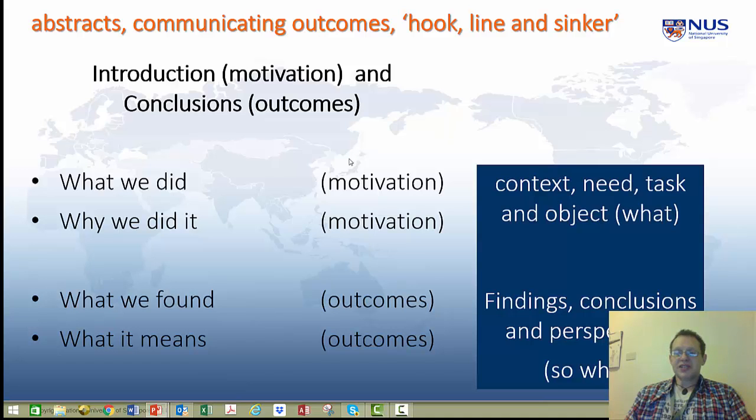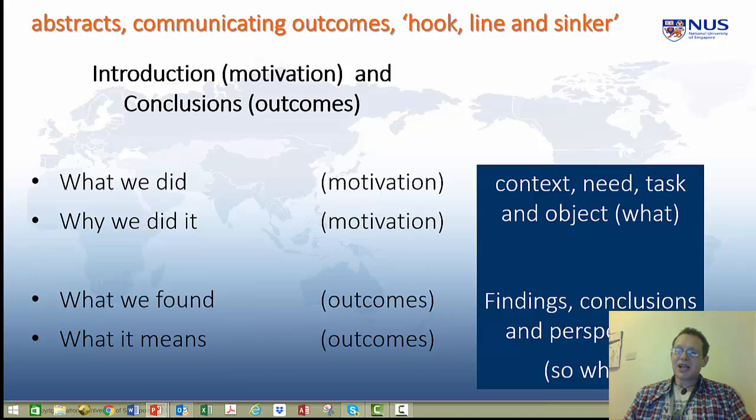But anyway, given this, you can think of your abstract as having two distinct parts. One of them we'll call motivation, and one of them we'll call outcome. Pretty much the same sort of structure as your introduction. If this is our broad list of what our abstract is, what we did, why we did it, what we found and what it means, then obviously the what we did and the why we did it is a bit of context and its motivation. What we found and what it means are effectively outcomes.